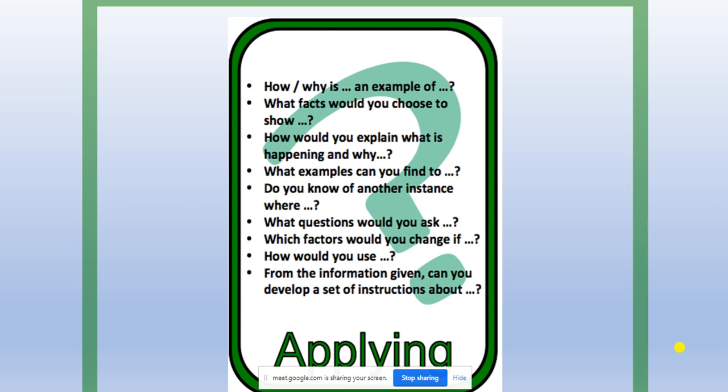Now, apart from that: what facts would you choose to show? How would you explain what is happening and why? So these are certain questions that you can go through. What examples can you find? Do you know of another instance where? How would you use? Which factors would you change? From the information given, can you develop a set of instructions about? So these are certain questions.